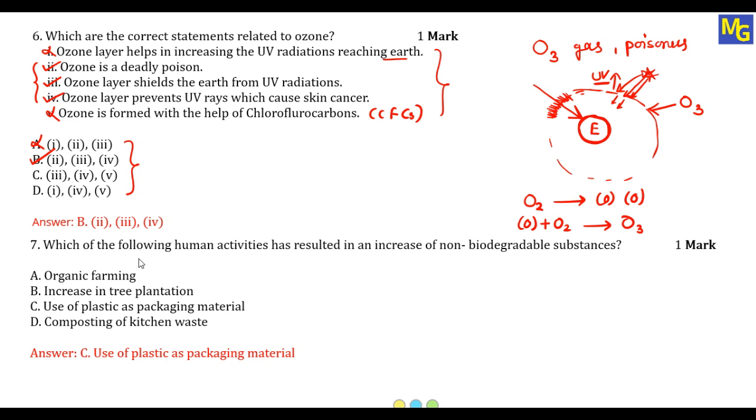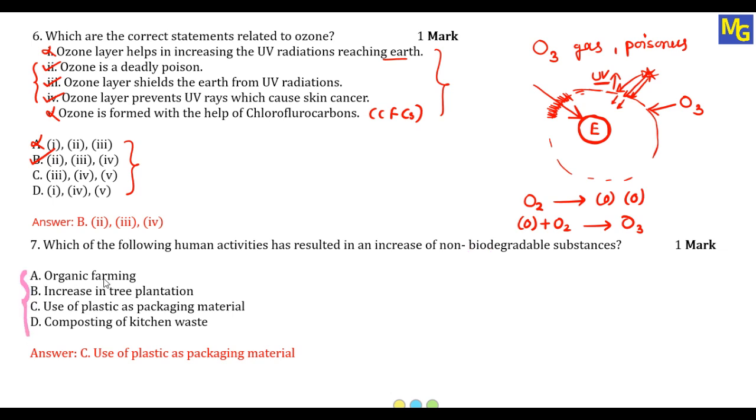Question number 7. Which of the following human activities has resulted in an increase of non-biodegradable substances? So first tell me what are non-biodegradable substances. Bio means living, degrade means decompose, but here it is non. Non means the waste which will not be decomposed by living organisms like microorganisms, bacteria, fungus, etc. So which of these options gives such waste? The first is organic farming.